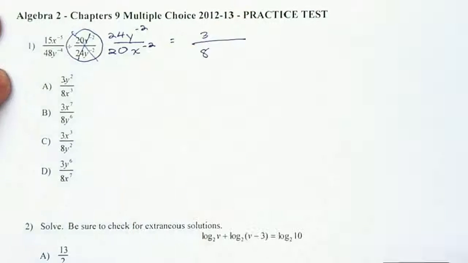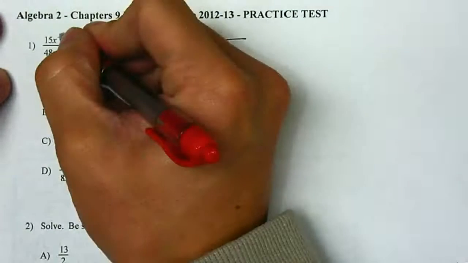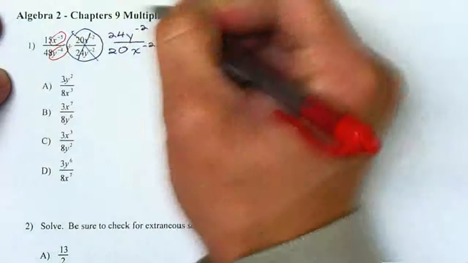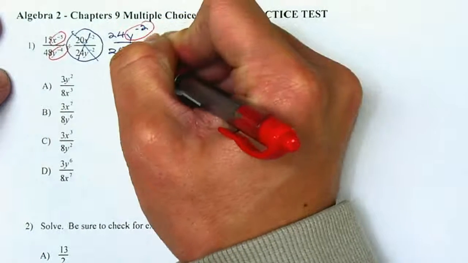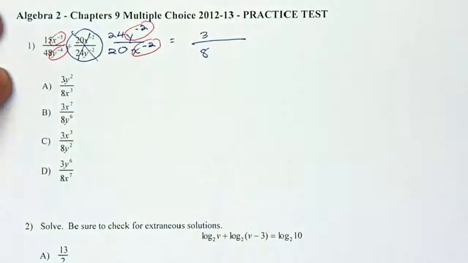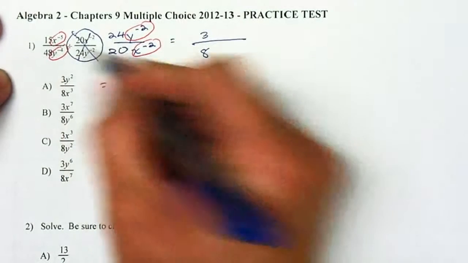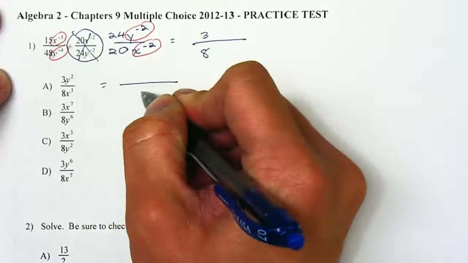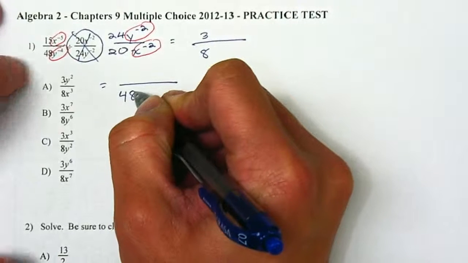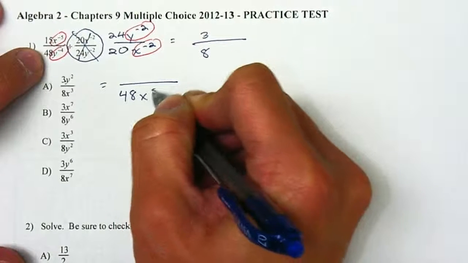So I like to move all the negative exponents first before I deal with anything. So notice we have this is a negative exponent, this is a negative exponent, negative, negative. So let's move all of those first. So what I'm going to get here is the x moves to the bottom, and I get 48 x to the positive 5.